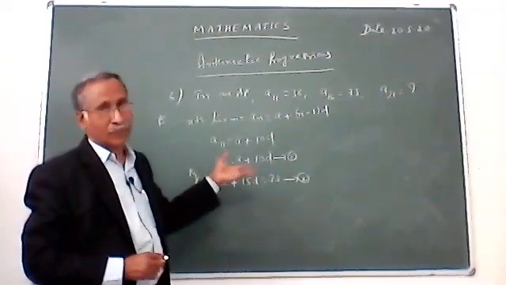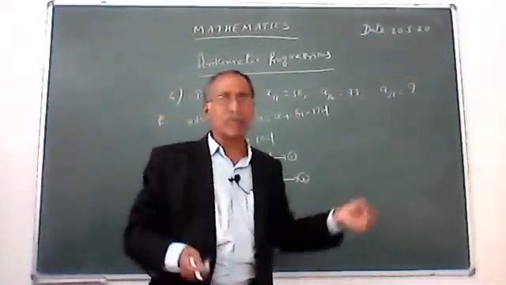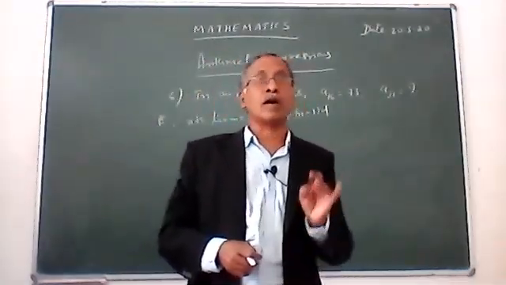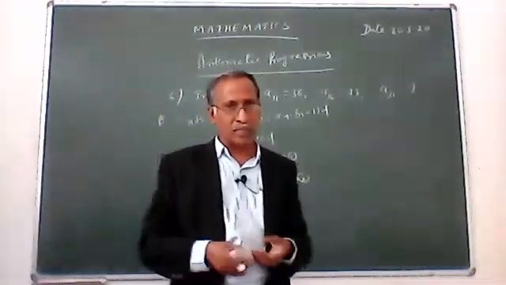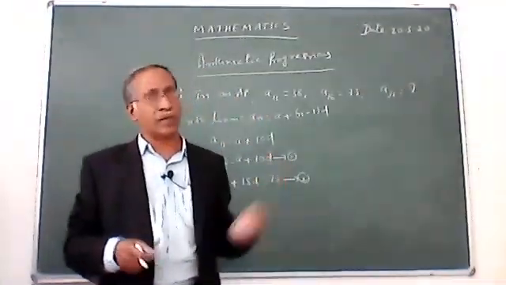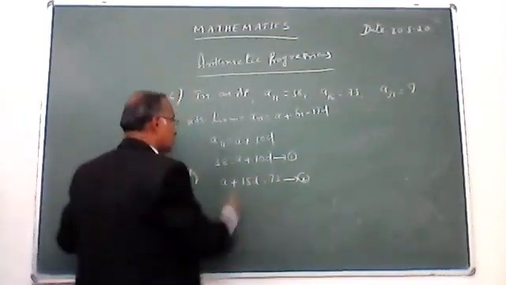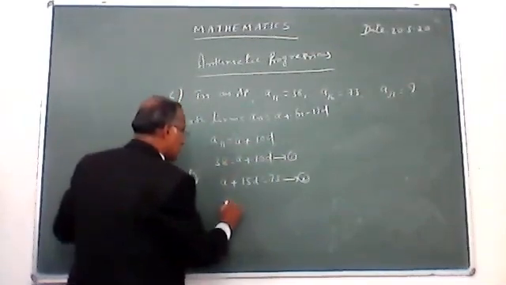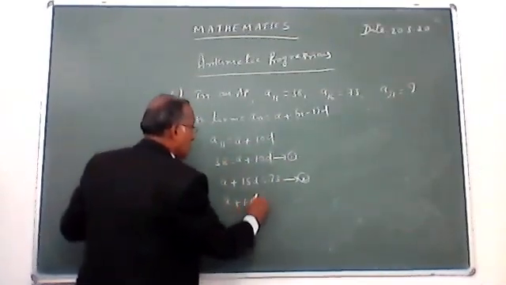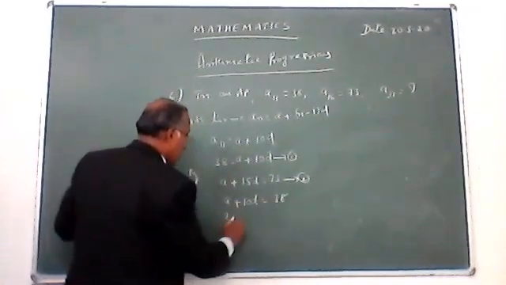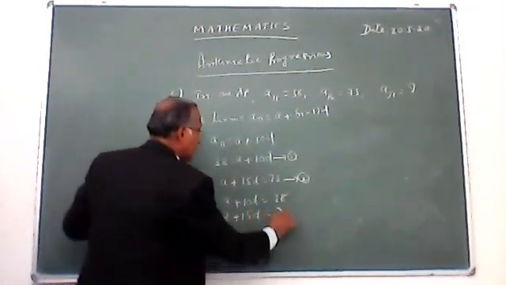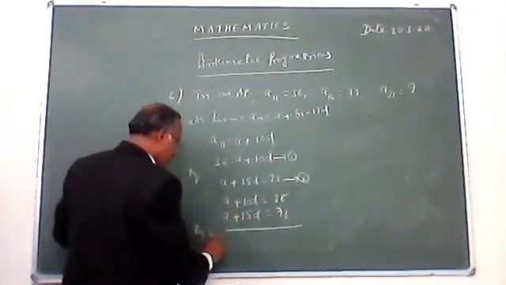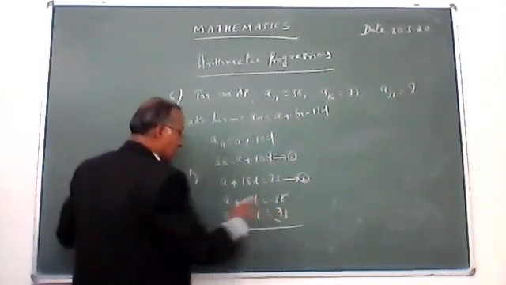You know, there are three methods of solving simultaneous linear equations: substitution method, elimination method, cross multiplication method. Any one of these three methods, whichever method is easy for you, that method you can follow, no objection for that. If I solve this now by the elimination method, it becomes easy. Look at this now. a plus 10d is equals to 38. a plus 15d is equals to 73. By subtracting, change the sign.